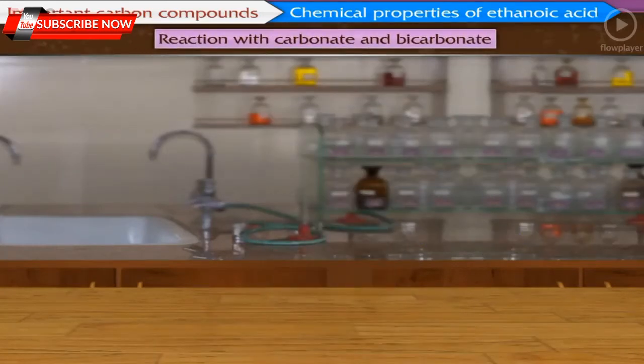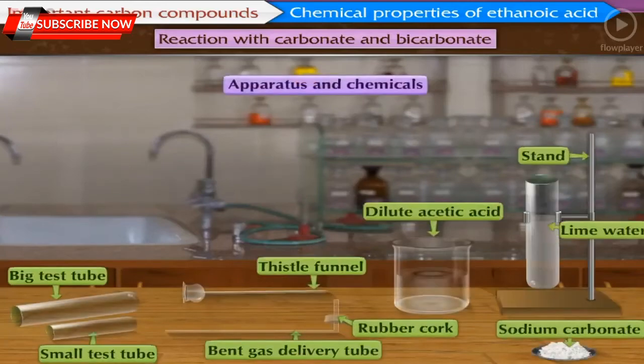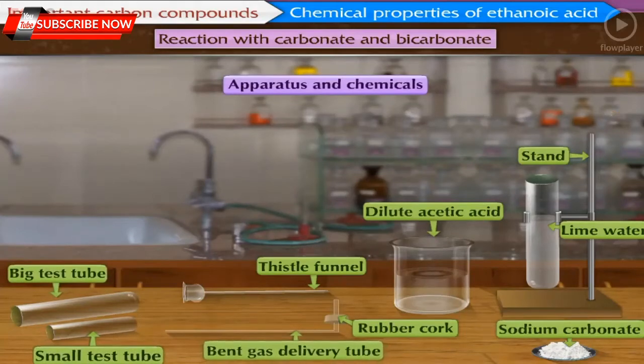Reaction with carbonate and bicarbonate. To understand the reaction of ethanoic acid with carbonate and bicarbonate, let us perform an activity. Let us first see the apparatus and chemicals required to perform the activity. Apparatus: big test tube, small test tube, bent gas delivery tube, rubber cork, thistle funnel, stand, etc. Chemicals: acetic acid, sodium carbonate powder, freshly prepared lime water.